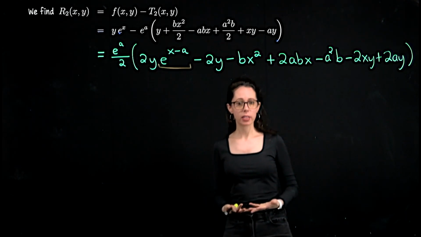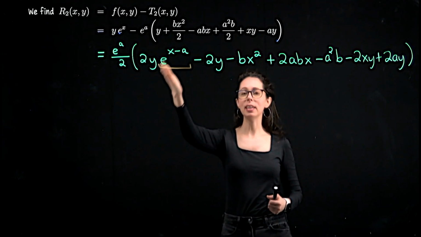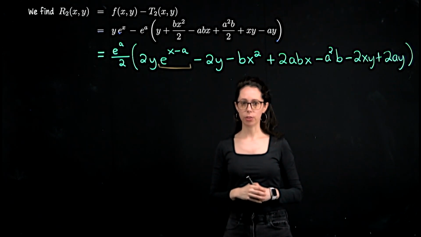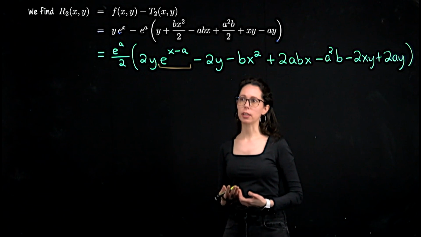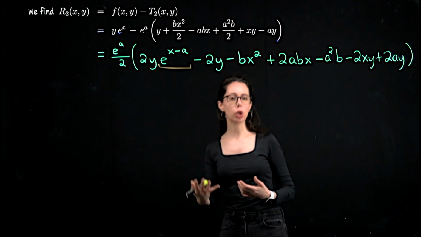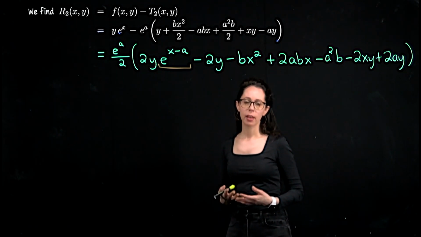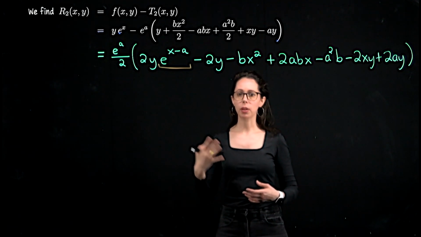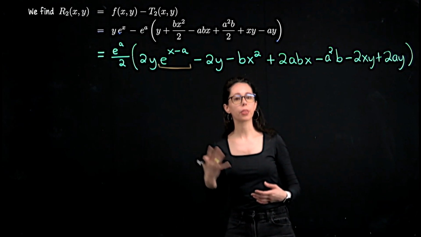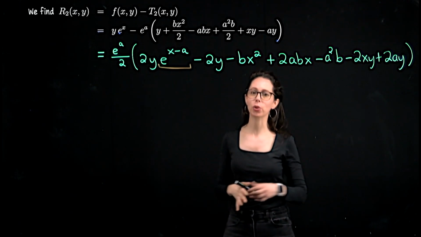x minus a is approximately 0, so this is approximately e^0. We are going to estimate this using the Taylor series expression for, let me call it e^u, centered at 0. So that's approximately 1 plus u plus u squared over 2 factorial plus u cubed over 3 factorial plus u to the 4th over 4 factorial, etc.